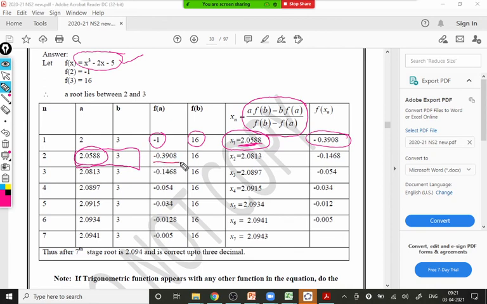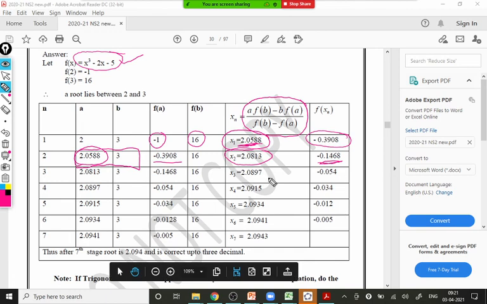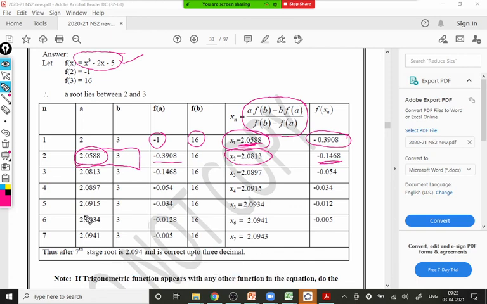So again, this f of x value is taken here. f of a is negative, f of b is already 16. Again, x2 is calculated. x2 again still comes negative. So it continues. Throughout it is coming negative. So throughout only a is changing, because a is itself negative and f of xn's are also coming negative. As f of xn is negative and f of a is negative, a is replaced by xn.